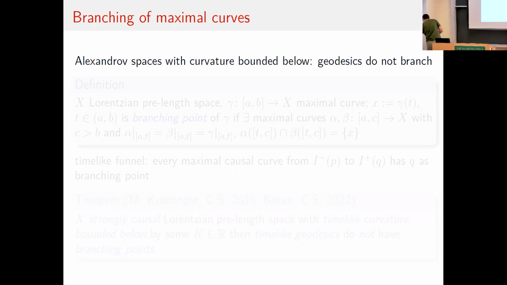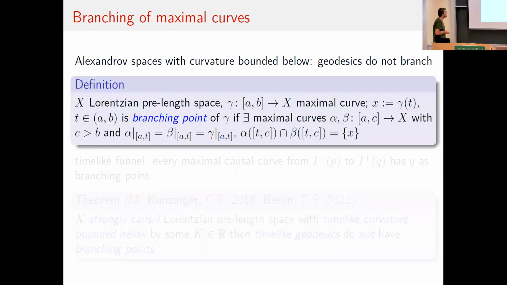So, sorry again. So in Alexandrov spaces, geodesics do not branch if you have curvature bounded below, and the same holds for pre-length spaces with time-like curvature bounded below. So let me draw that again.